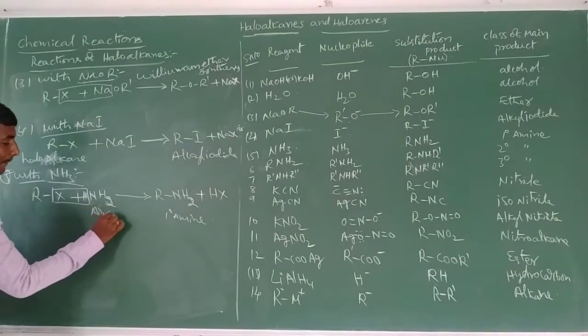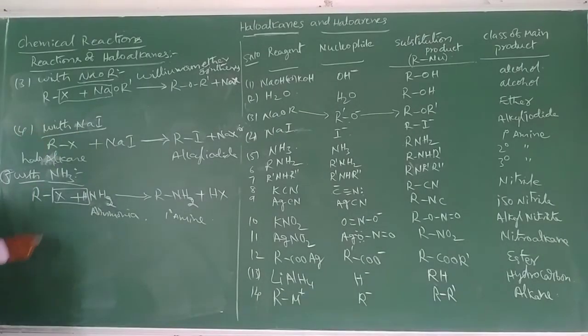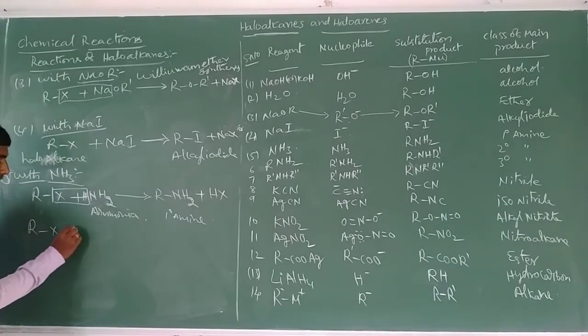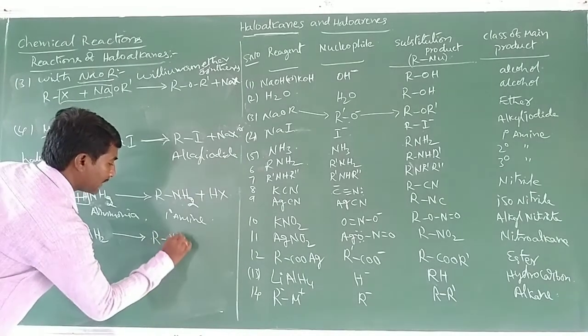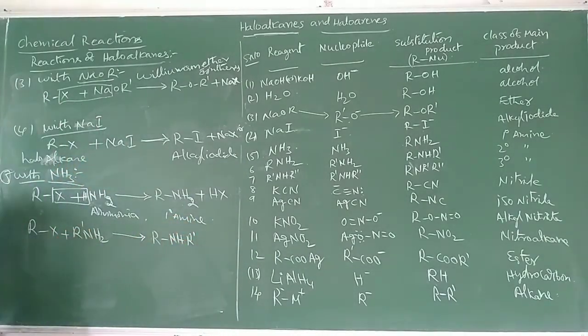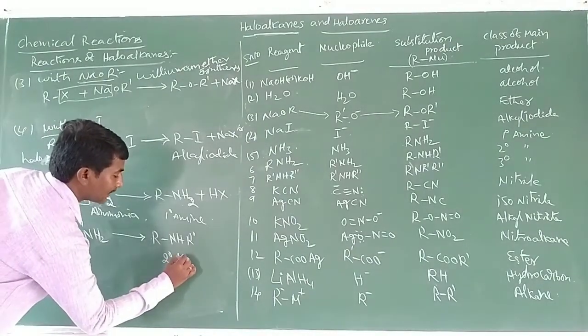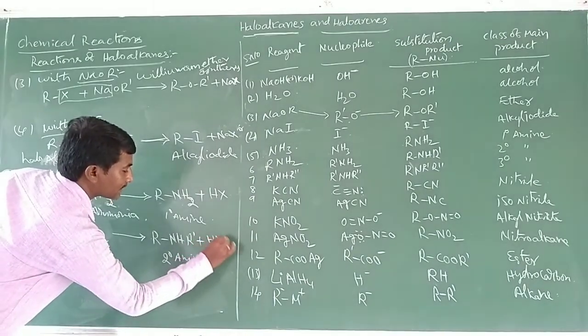Haloalkane reacting with ammonia gives primary amine. So this is a limited amount. When excess ammonia is taken, it reacts again. RX plus RNH2 gives rise to RNHR', so this is secondary amine, plus HX.